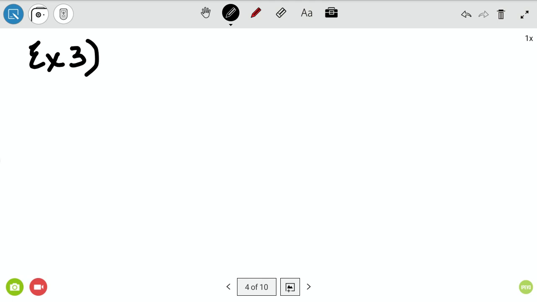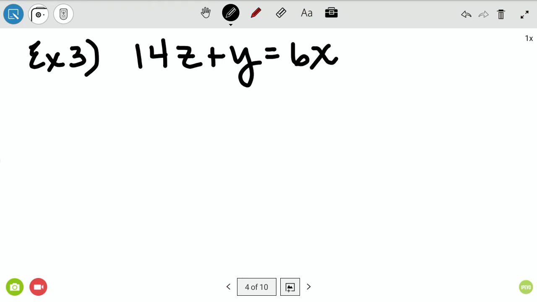This one's pretty straightforward. If we have 14z plus y equals 6x. And again, in all of day one, we're solving for y. So that means our goal is to get y by itself. What's attached and how is it attached? Well, that 14z is attached, and it's attached with addition.